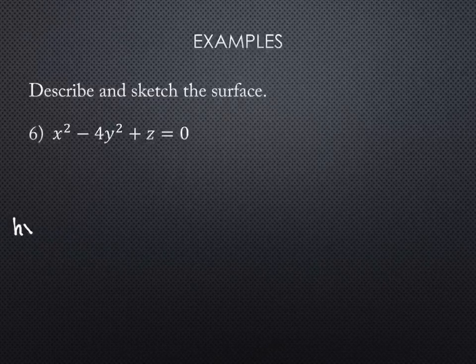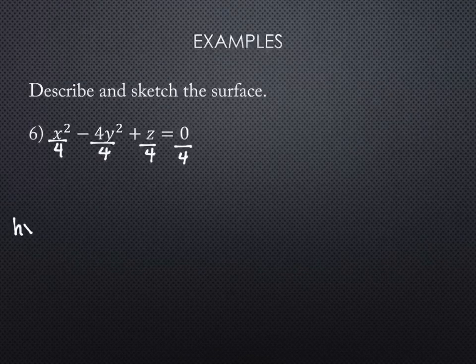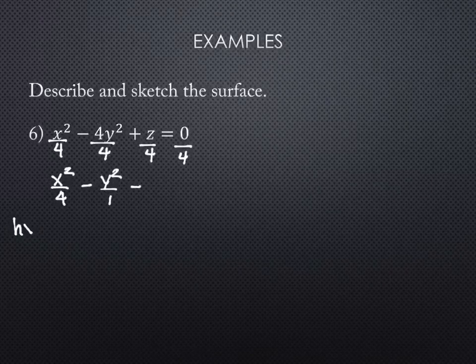Is there anything we need to shift? What would we need to do? What might I need to do? Yeah, just dividing by the 4, right? So if I divide by the 4, I have x squared over 4 minus y squared over 1 plus z over 4 equals 0. I think, look back at it the way this book does it. I think it's not quite in the form that they have it, though.